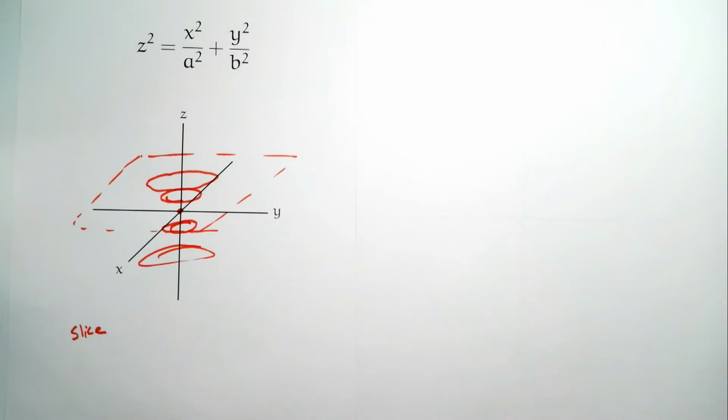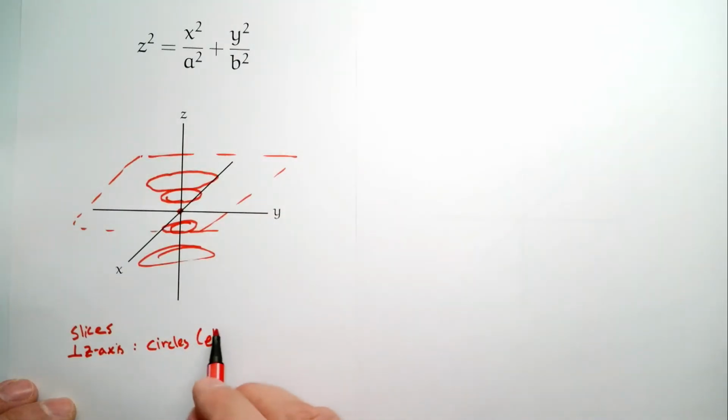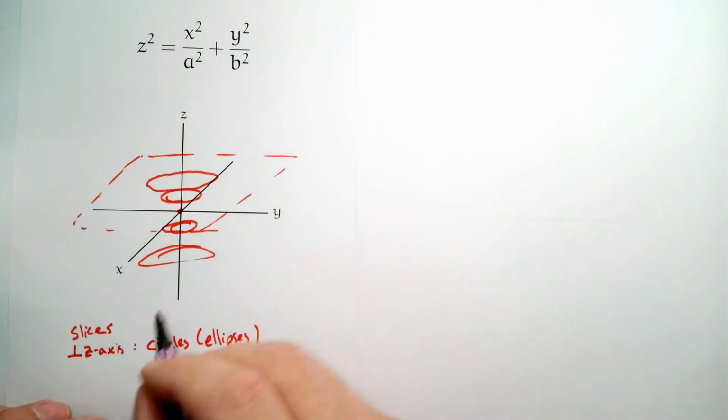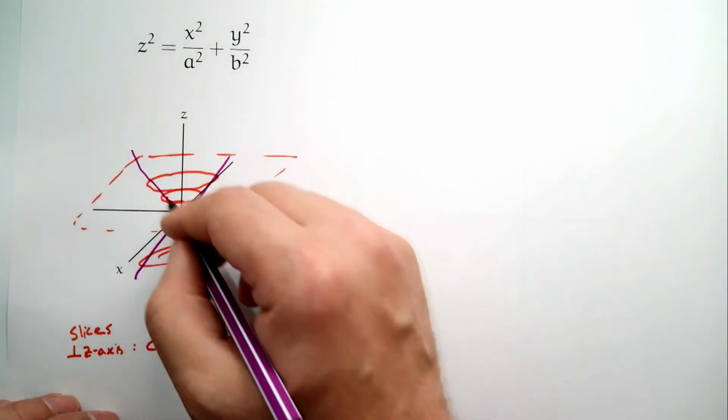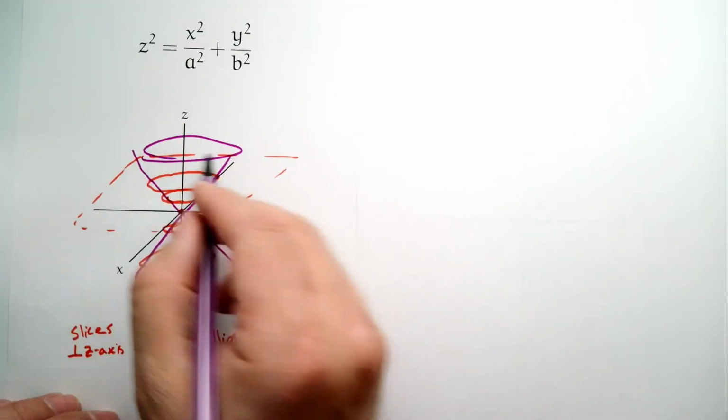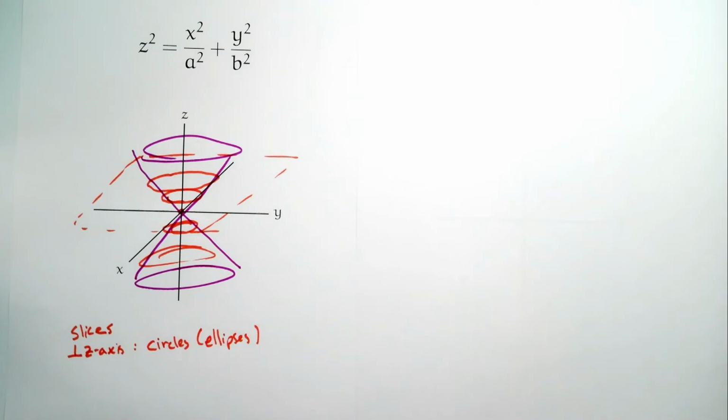So, well, what are we seeing? When we take slices with respect to z, so perpendicular to the z-axis, what shape do we see? We see circles. Or more generally, if we let a and b vary, we see ellipses. All right. Is this enough for us to figure it out? Can you see what shape this is? This is a cone. So it's a cone.